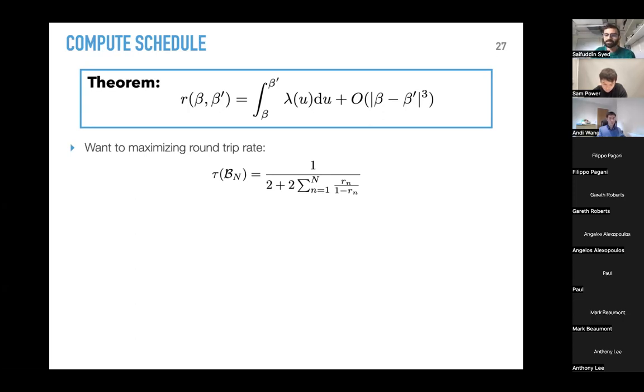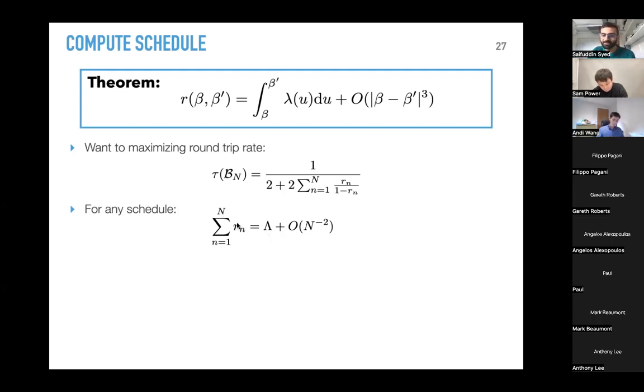So if we want to maximize the round trip rate, the objective is to maximize this quantity that we had already derived. And because of this theorem, if I take any annealing schedule and sum up all the rejection rates, I'm going to get lambda up to a second order error term in capital N. Again, this is independent of the choice of the annealing schedule itself. So you can think of this global communication barrier as an invariant of the algorithm itself.